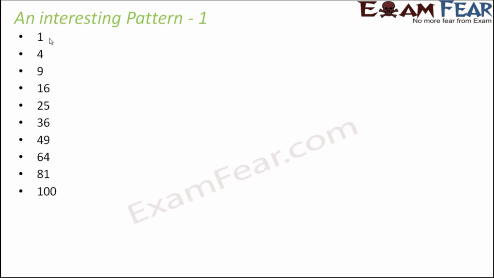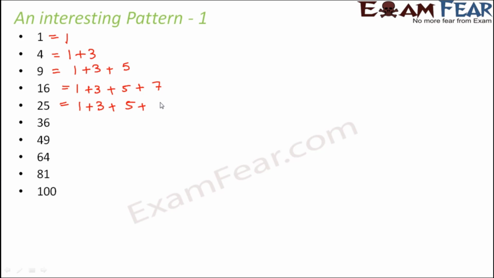If you look at it, 1 is just 1. Let's move on to 4. So 4 can be written as 1 plus 3. 9 can be written as 1 plus 3 plus 5. How about 16? It can be written as 1 plus 3 plus 5 plus 7. 25 can be written as 1 plus 3 plus 5 plus 7 plus 9.